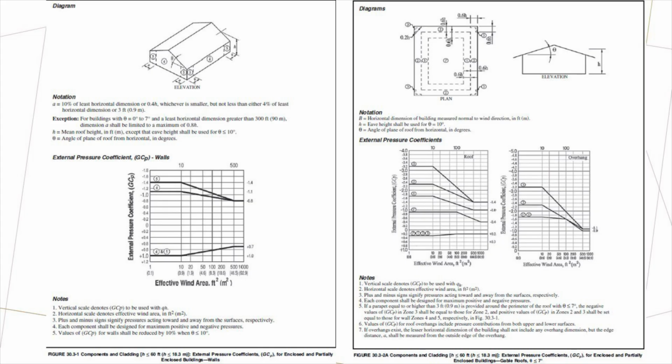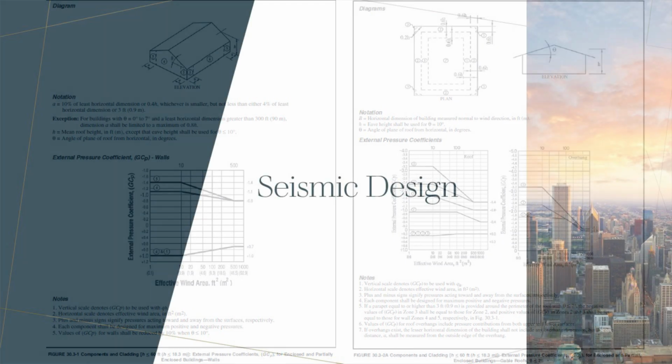ASCE 7 requires engineers to use components and cladding pressures when the tributary area is below a specific square footage threshold, ensuring that small elements are not under-designed. The GCp coefficients and L over B ratios help determine these localized pressures. The soil site class can have a positive impact on how seismic forces are transmitted through the ground before reaching the structure.